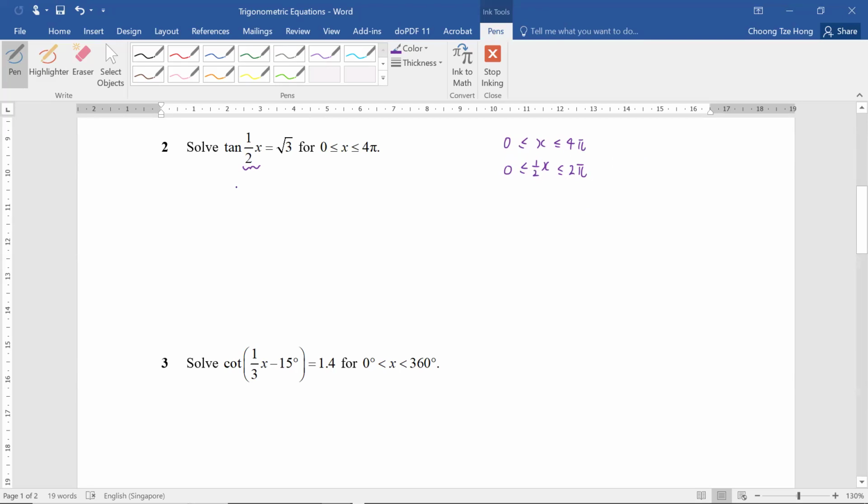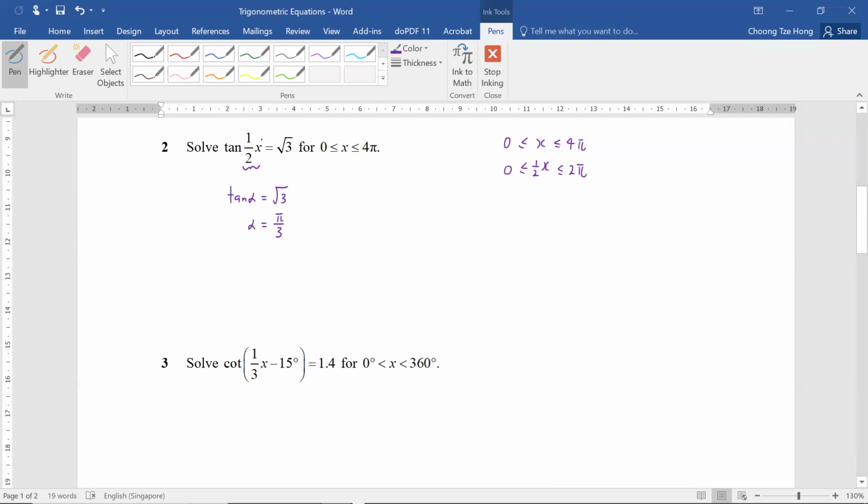Remember the first thing that we want to do, besides adjusting the range, is to find the basic angle. Square root 3 is a special ratio for tangent. If you recall, tangent 60 degrees will give you square root 3. 60 degrees in radian form will be pi over 3. So the basic angle will be pi over 3. As much as possible, you need to remember the special ratios and special angles and give your answers in terms of pi whenever necessary.